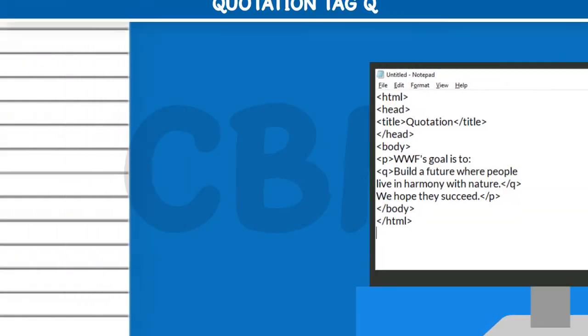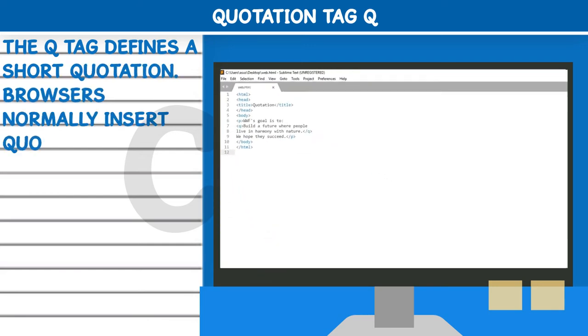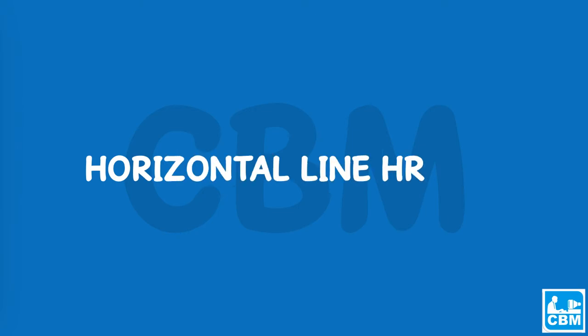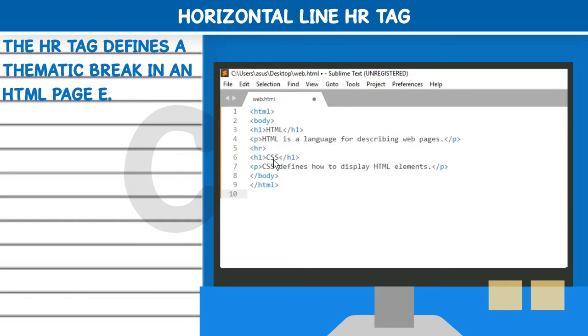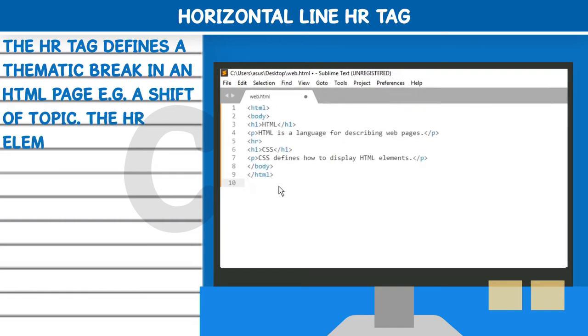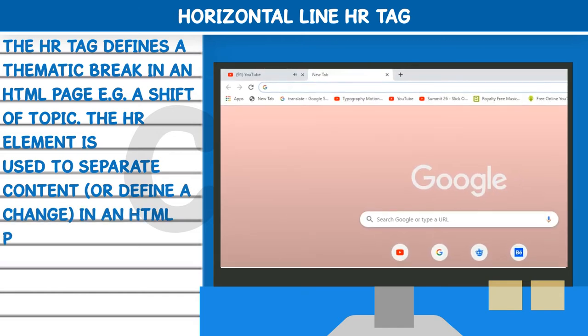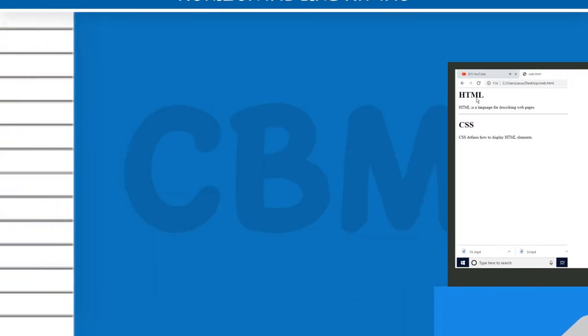Quotation tag Q. The Q tag defines a short quotation. Browsers normally insert quotation marks around the quotation. Horizontal line HR tag. The HR tag defines a thematic break in an HTML page, for example a shift of topic. The HR element is used to separate content or define a change in an HTML page by drawing a horizontal line to indicate the separation.